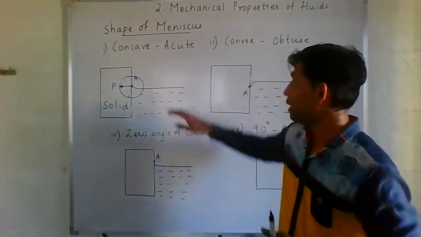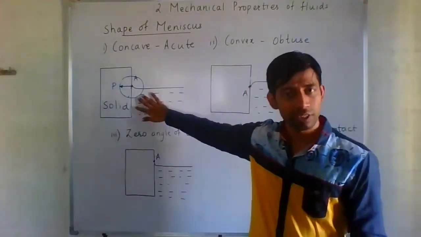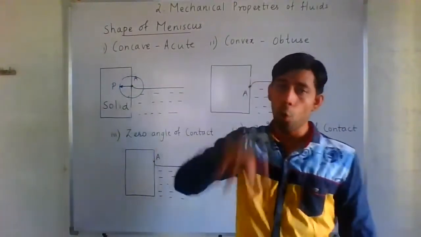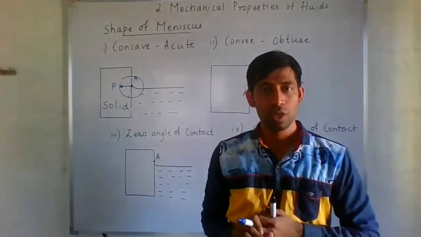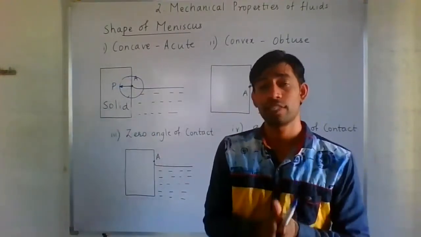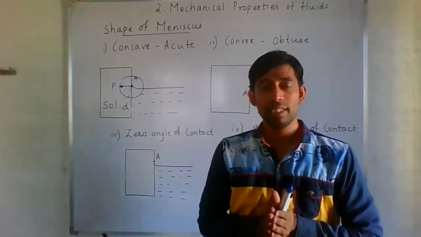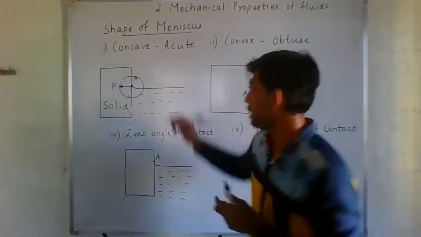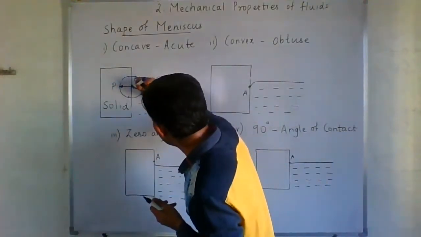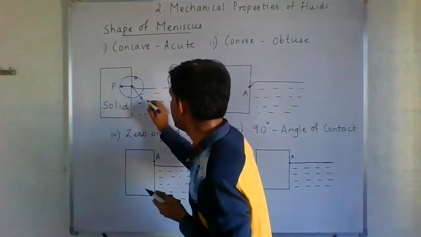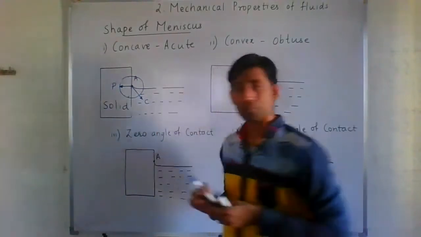Understood? Plus, we have cohesive forces also. This A molecule will be attracted by its own liquid molecules also. So similarly, I can draw a lot of cohesive forces also. But I'll show it as a resultant, only one force. Let us consider this is that force, which is denoted by C.